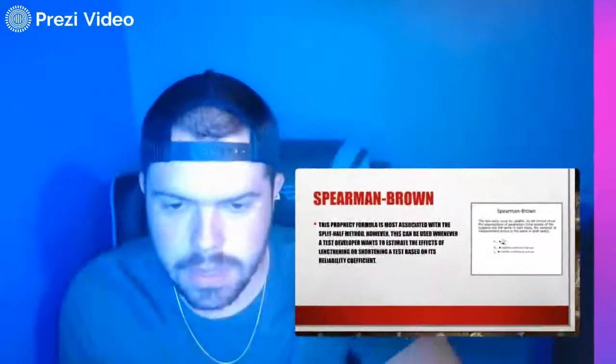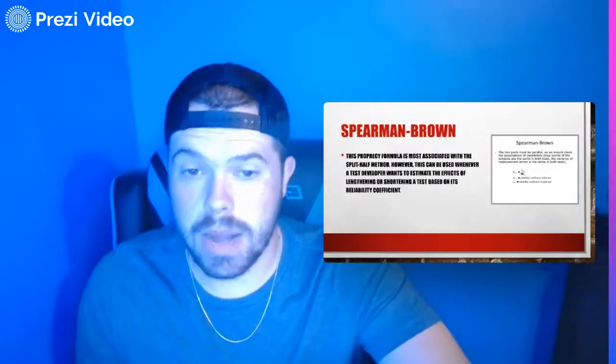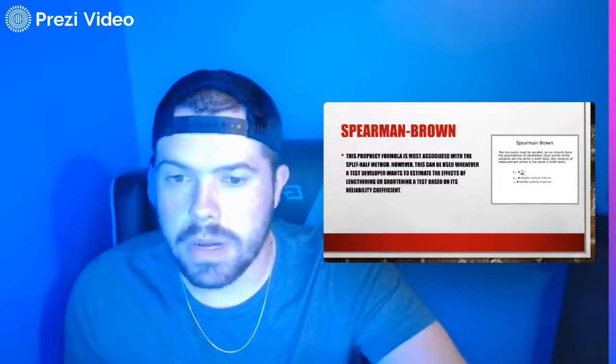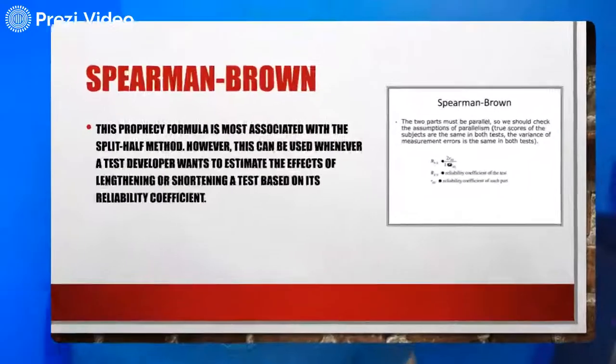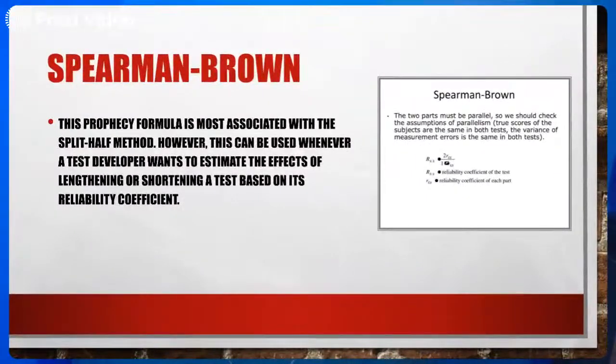Moving forward, we have the Spearman-Brown. And what is the Spearman-Brown? The Spearman-Brown is a prophecy formula that is most associated with the split-half method. However, this can be used whenever a test developer wants to estimate the effects of lengthening or shortening a test based on its reliability coefficient.